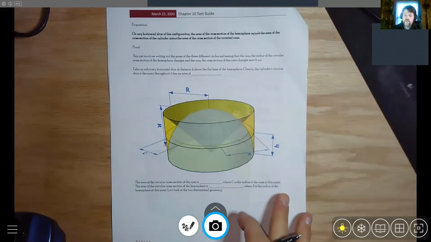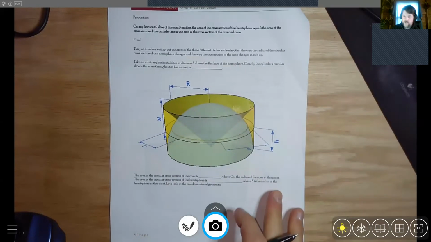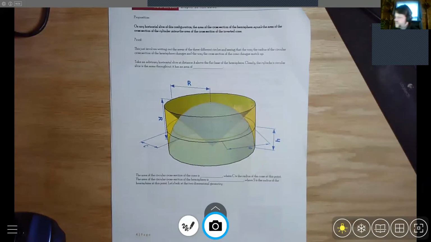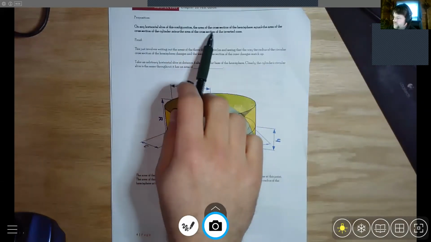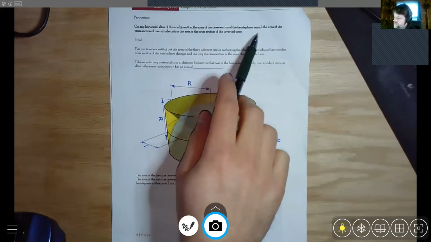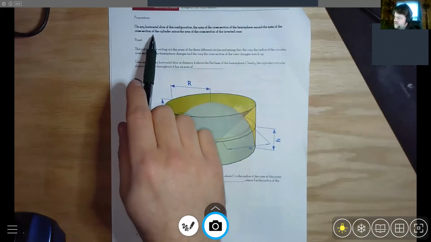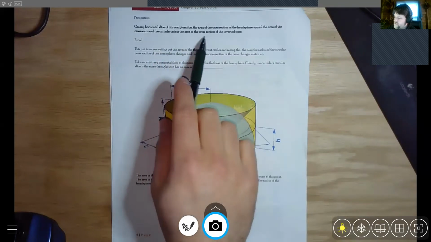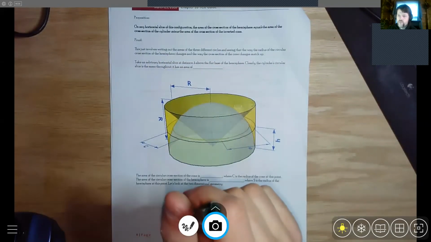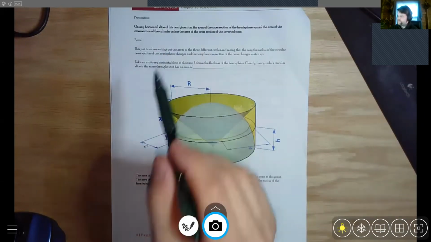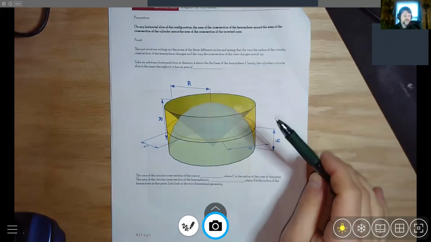because now it's going to get interesting. It says, on any horizontal slice of this configuration, the area of the cross-section of the hemisphere equals the area of the cross-section of the cylinder minus the area of the cross-section of the inverted cone. This is what we're trying to prove. So this is our conjecture. Now, first of all, what is a cross-section?